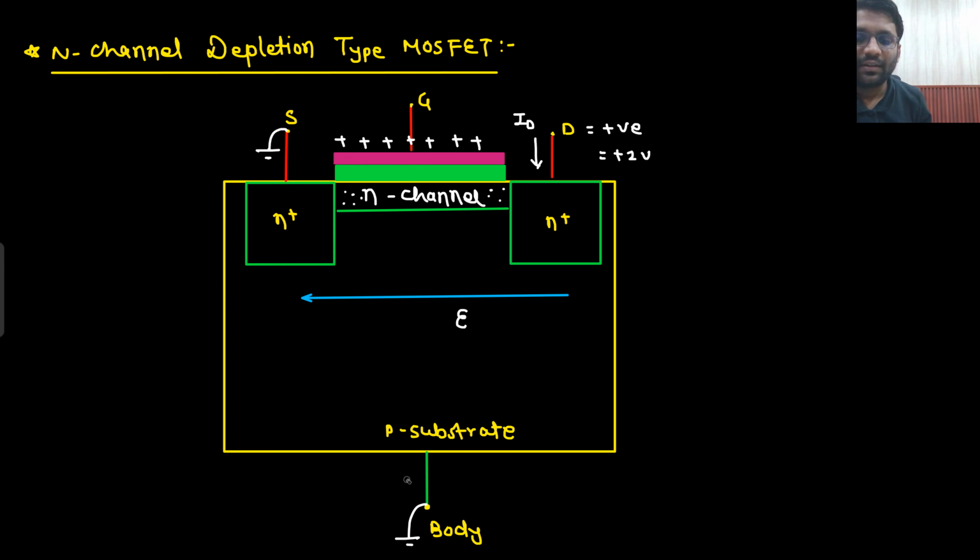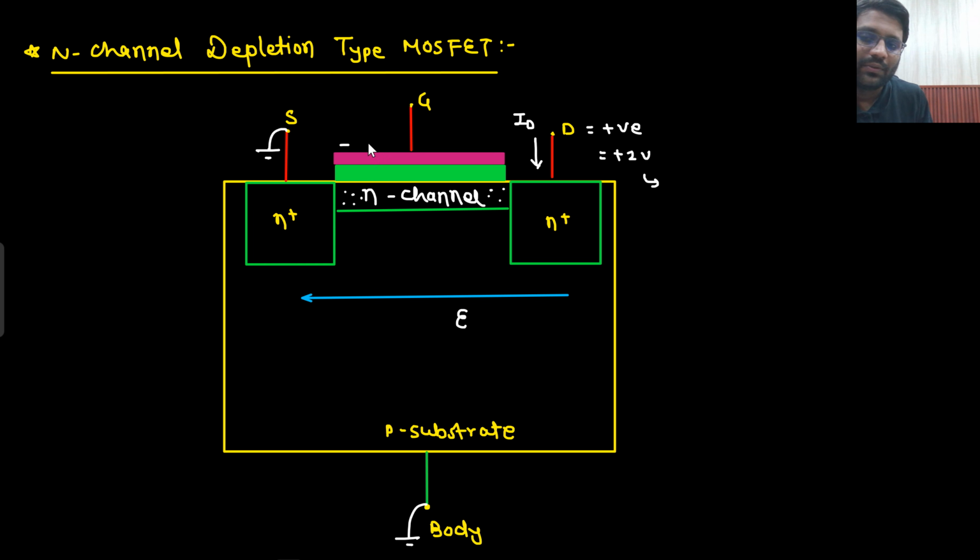But I want 0 current. Let's just say I want 0 current. I have fixed my drain voltage at 2 volt only, but I want 0 current now. Drain voltage is fixed at 2 volt. You cannot do anything with it. Using the gate voltage, can you make the current 0? Yes, sir. What will I do? Sir, I will apply negative bias here.